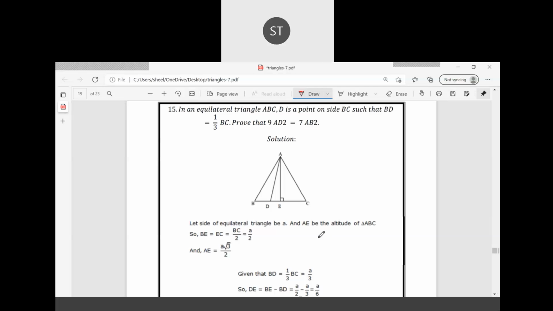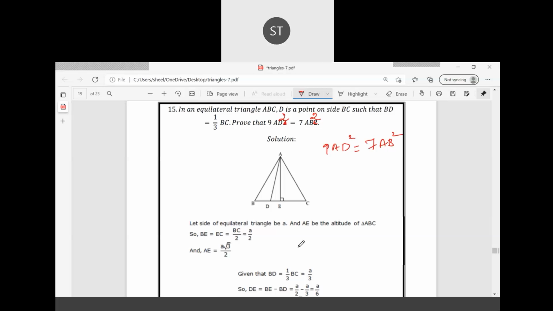Okay, in an equilateral triangle ABC, D is a point on the side BC such that BD is equal to 1/3 of BC. We have to prove 9AD square equal to 7AB square. Since it is an equilateral triangle, we know the concept that perpendicular and median are all the same only.